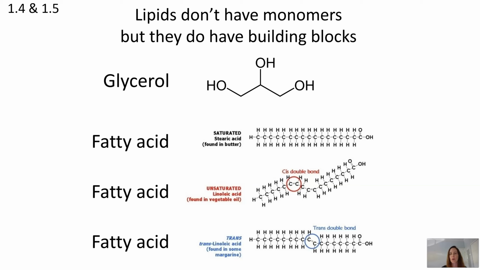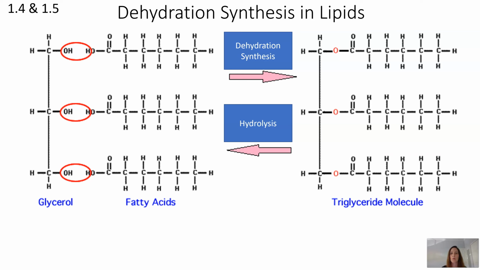So what's the name of the process that would allow us to build these larger molecules out of smaller building blocks? And then also, what's the process of the larger molecule breaking down into the building blocks, a big molecule becoming smaller? Just like we've seen in the other macromolecules, in lipids, the process of the building blocks coming together to form a larger molecule is called dehydration synthesis. And you can see that moving from the left to the right. Breaking this molecule up is the process of hydrolysis.